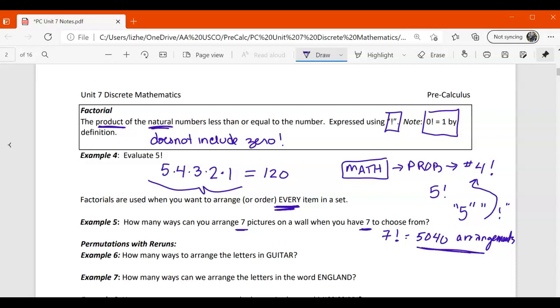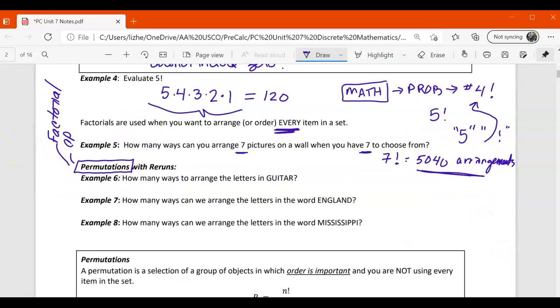Permutations with reruns. Technically, these are permutations. By the way, another word for a factorial, because we're going to come across this word permutation, and then later on we're going to come across a word called a combination. And a factorial is a permutation. And along with the fundamental counting principle is also a permutation. So just keep that in mind. Combinations are a little bit different. Very similar, but a little different. So anyhow, we're going to do a permutation with a rerun.